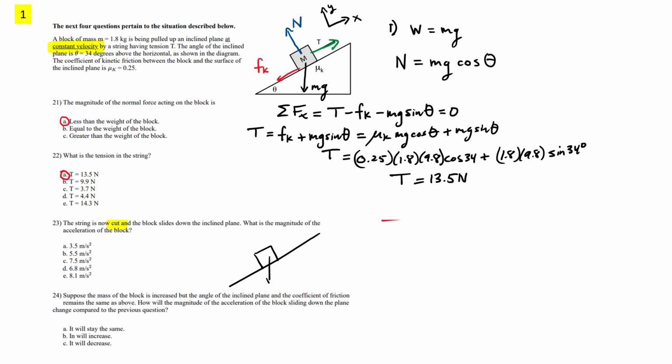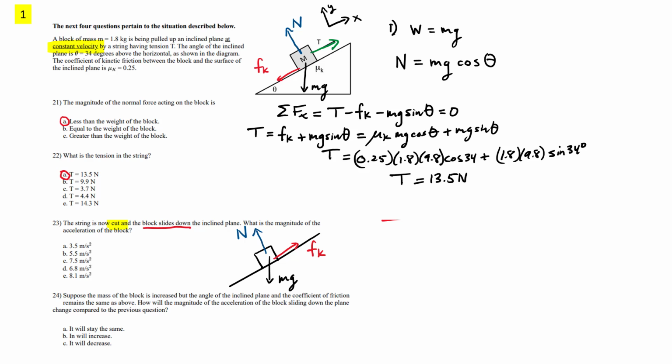Again, you're going to have your weight acting down. What else? We have our normal force, which is still there, perpendicular to the ramp. That does not change, but we no longer have this tension force. The other thing that changes is that it says the block slides down the inclined plane, so we have to change our kinetic friction. Fk should be pointing up now.